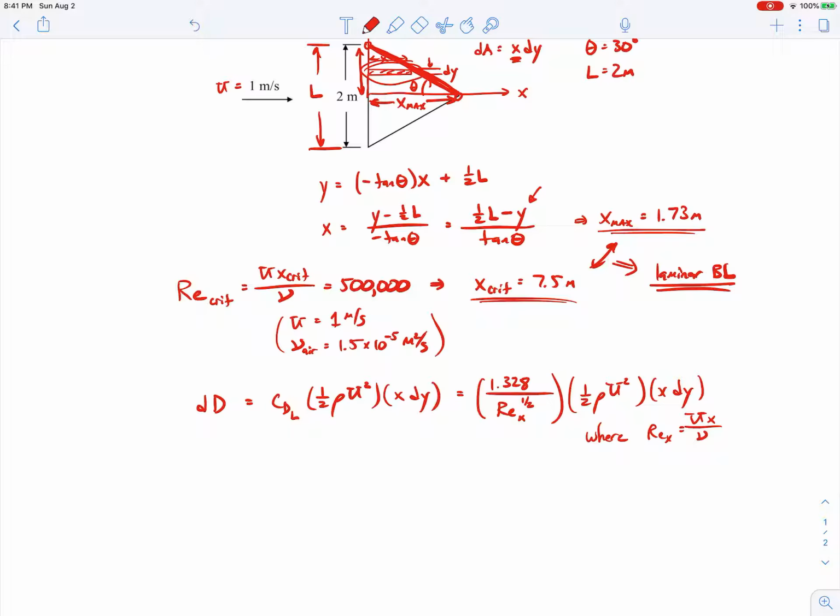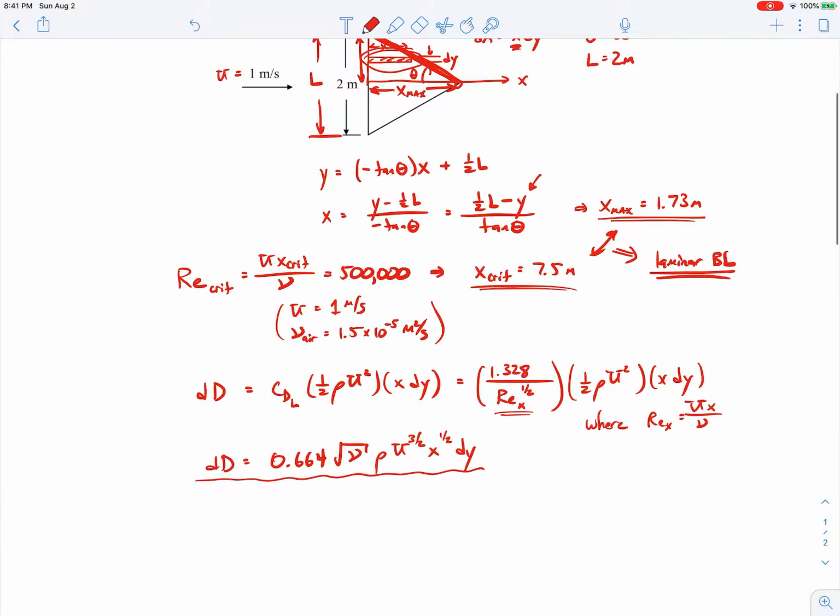I can go ahead and simplify that a little bit. Let me just go ahead and write out what the Reynolds number is there and simplify everything down. If you do all that, this will be 0.664 times the square root of the kinematic viscosity times the density times the free stream velocity raised to the 3/2 power times x raised to the 1/2 power times dy. So that's the little bit of drag force on that one little rectangular strip.